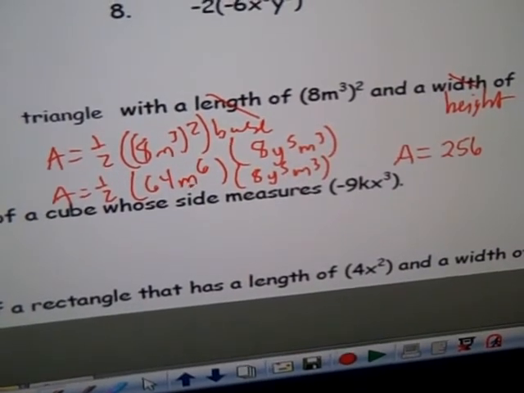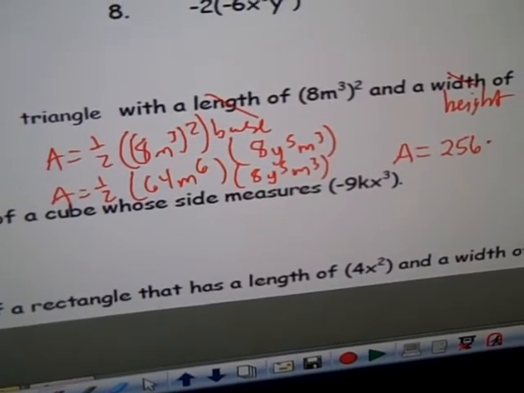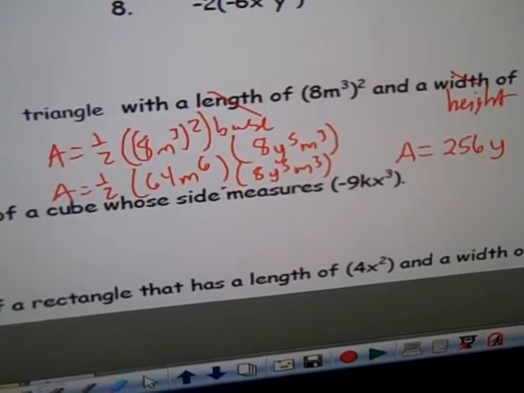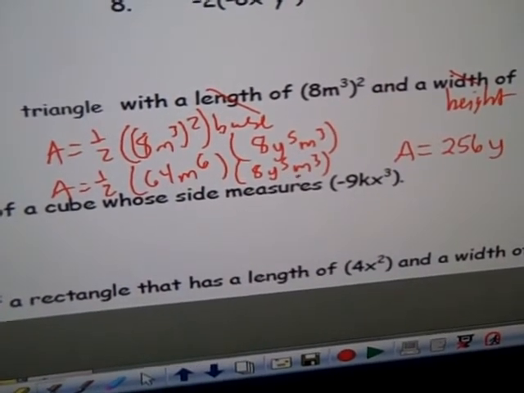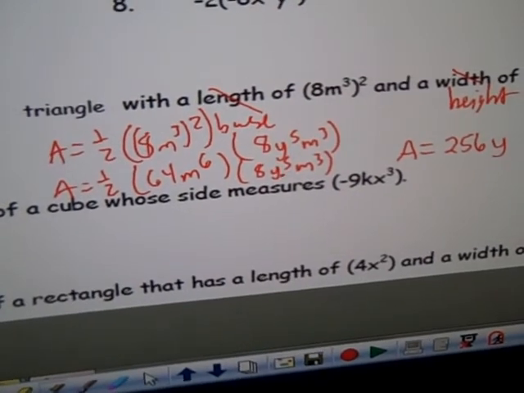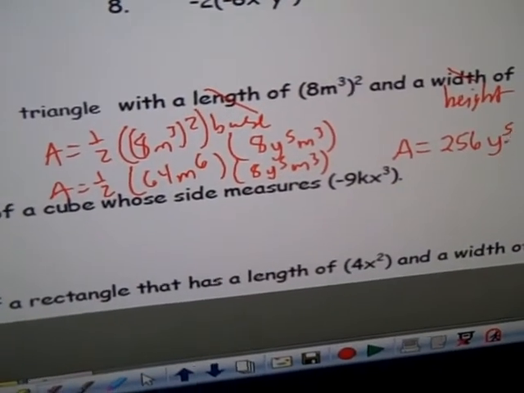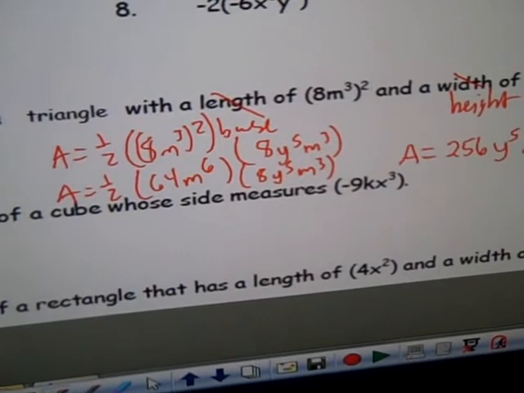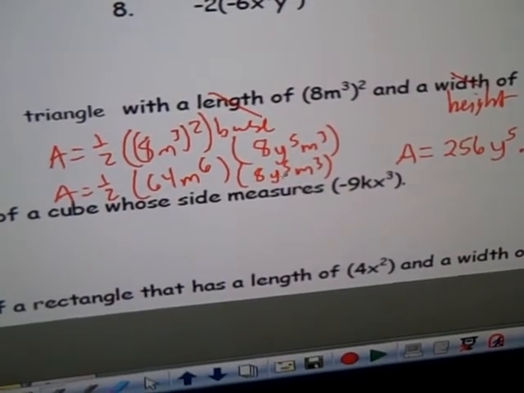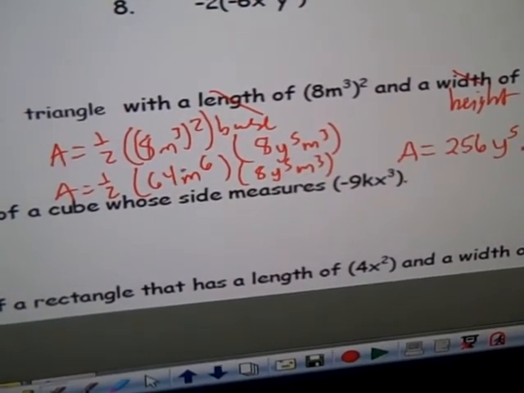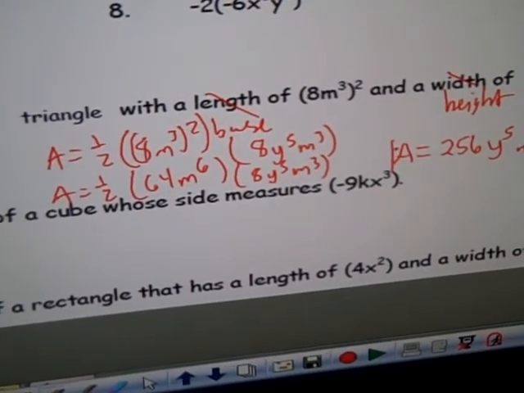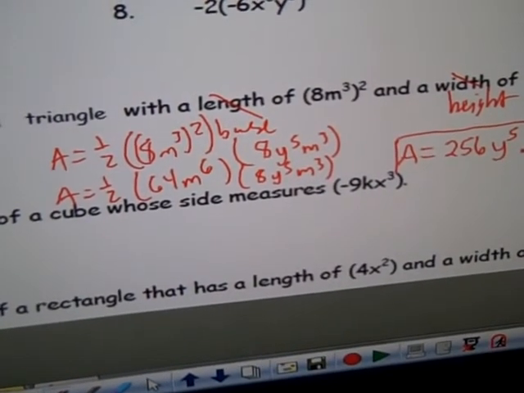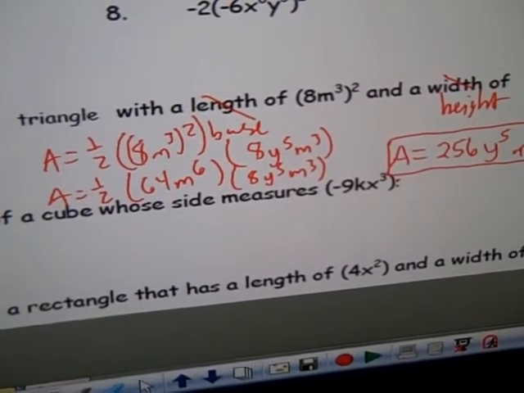And then we take the y. There's no y in the middle term, so we'll just leave the other y as it is, y to the 5th. And then with the m's, m to the 6th times m to the 3rd. We just add the exponents. 6 plus 3 is 9, m to the 9th. Area equals 256, y to the 5th, m to the 9th.